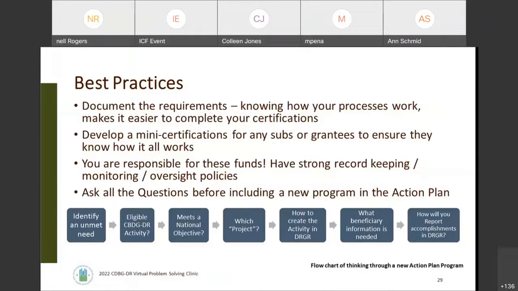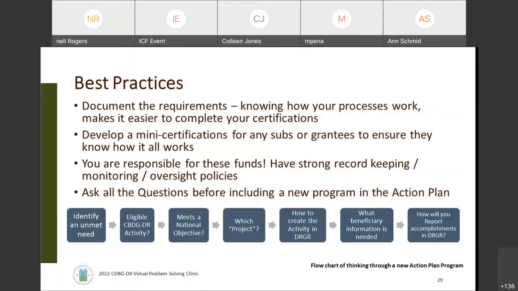Just keeping in mind that you're responsible for these funds. As much as it's helpful to award down to subrecipients or to contract out for services, at the end of the day, the grantee is held responsible for these funds. And even though we delegate responsibility down for different parts of the process, we still have to have those processes documented, and we have to make sure that we are maintaining strong record keeping, we are monitoring, and we are ensuring oversight for all of those policies.